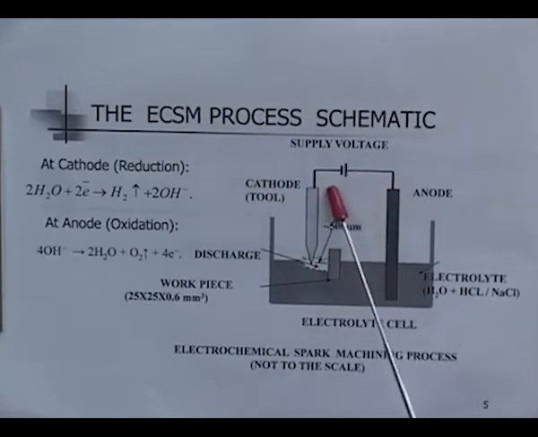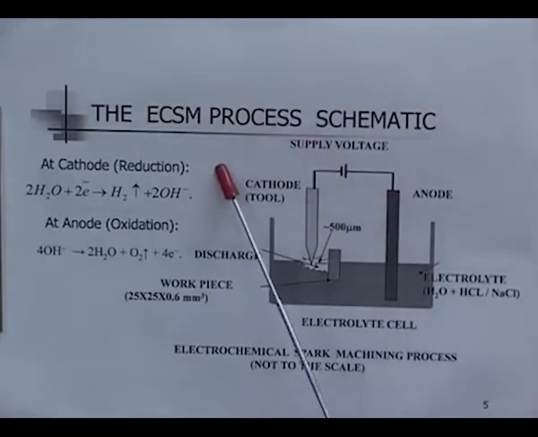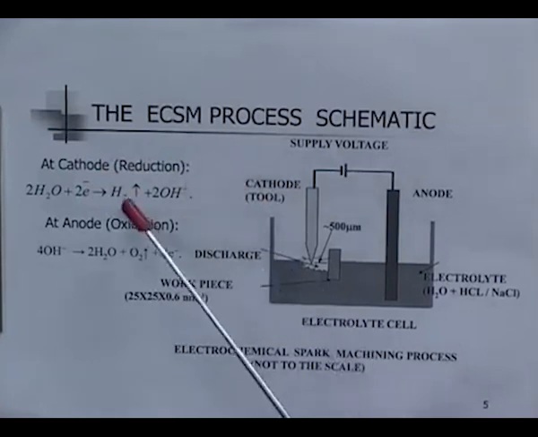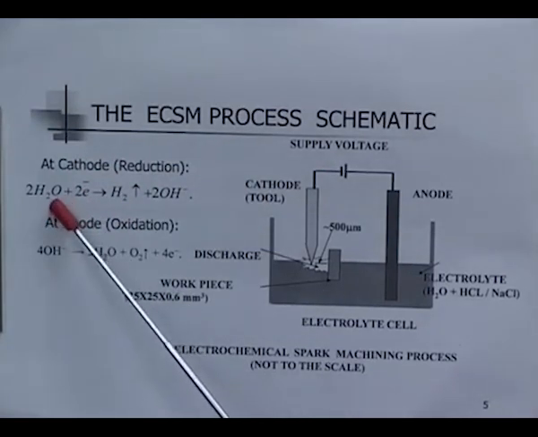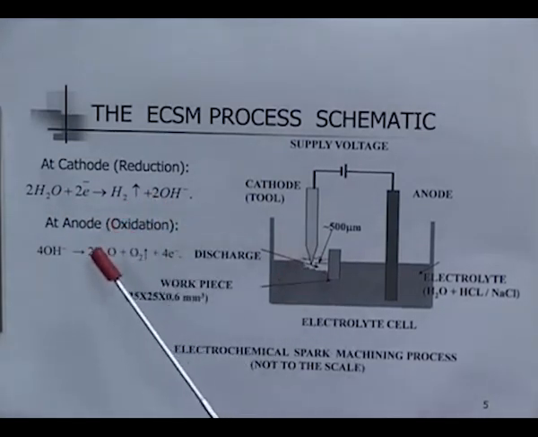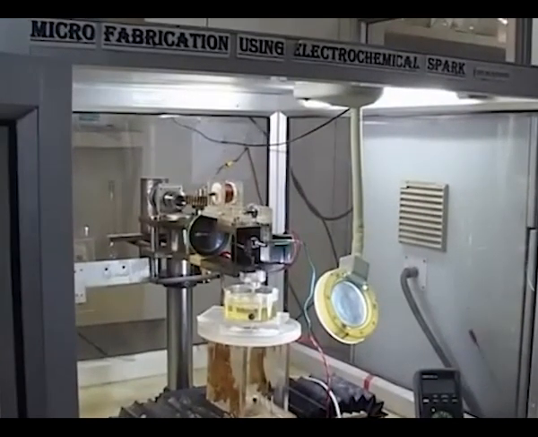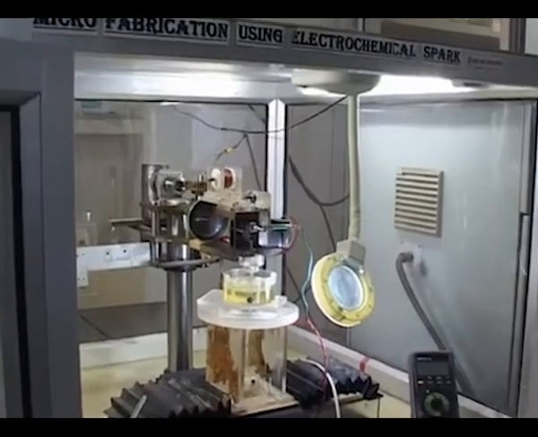A supply is given, and when the supply is given in this polarity, negative to cathode and positive to anode, then two electrochemical actions take place. These are called redox. At cathode you will see the reduction action, where water molecules combine with the electrons and evolve H2 gas near the cathode, and at anode the oxygen gas liberates. This is the setup which we have developed at IIT Kanpur.